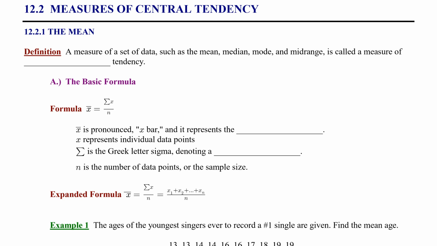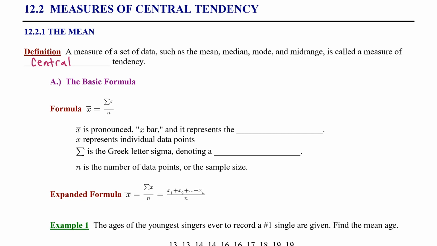Definition: a measure of a set of data, such as the mean, median, mode, and mid-range, is called a measure of central tendency, how the data tends towards the center. Now, there's 2 situations in which we'll need to find a mean: in an ordinary list of data, and also if we have a frequency distribution. So let's begin with the basic formula.